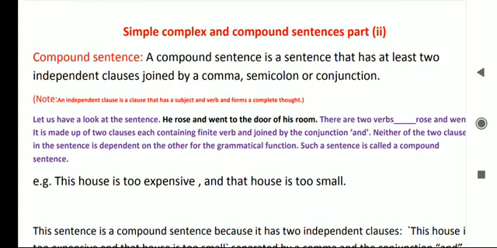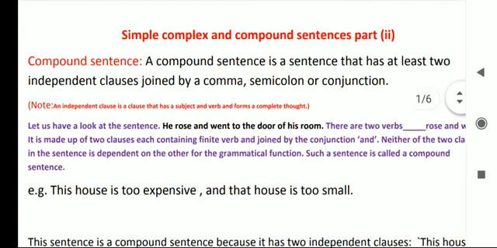So we must know what is an independent clause. Note, an independent clause is a clause that has a subject and verb and forms a complete thought. जिसका एक subject हो और जिसका एक verb हो that forms a complete thought. So that is an independent clause.